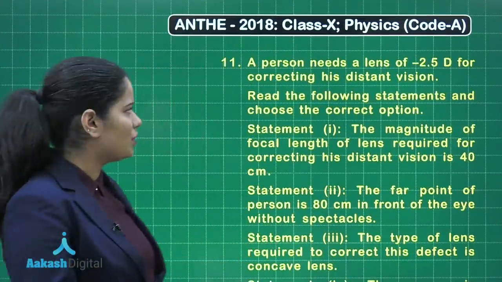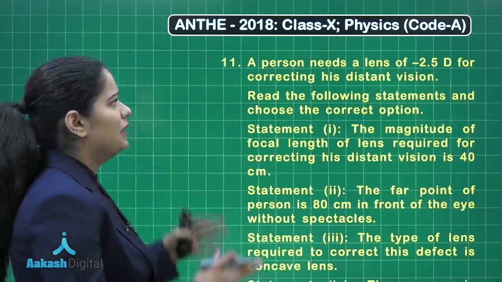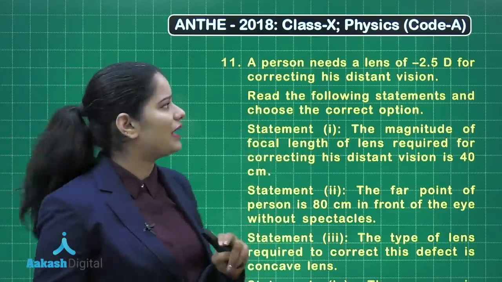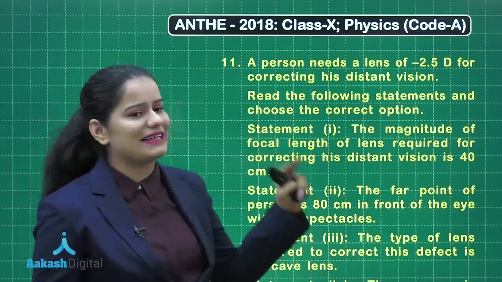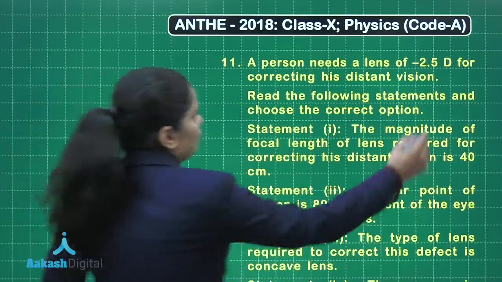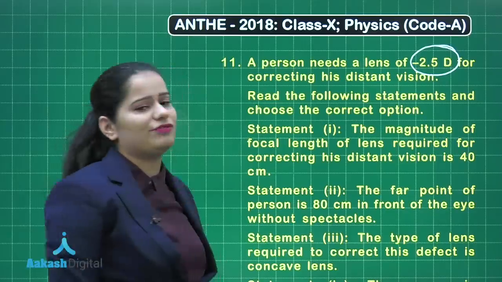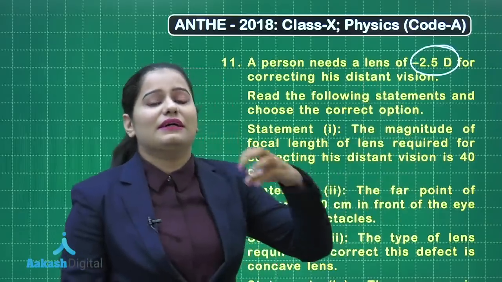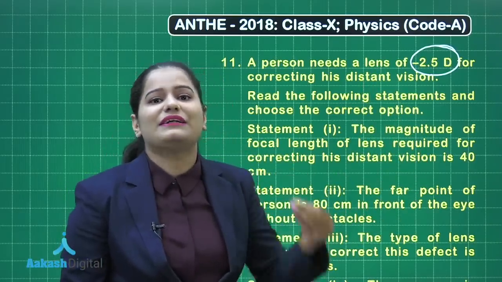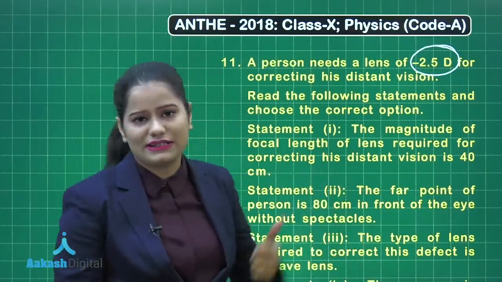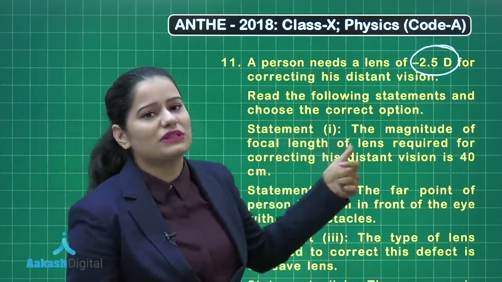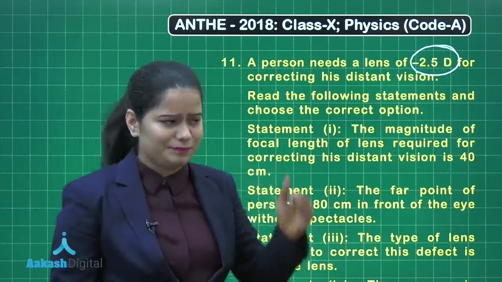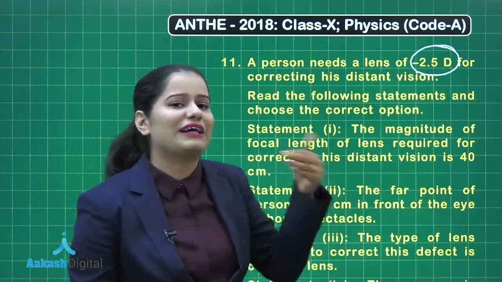So here we have the next question on the board, which is a pretty simple question from human eye and the colorful world. This says a person needs a lens of minus 2.5 diopter for correcting his distant vision. So see carefully students, this is minus 2.5 diopter. Clearly from here you can see this negative sign indicates that the person is using which lens? A diverging lens, that is a concave lens, to correct his vision. And as he is using this diverging lens, it means the person is suffering from myopia, that is he is not able to see the distant objects clearly.